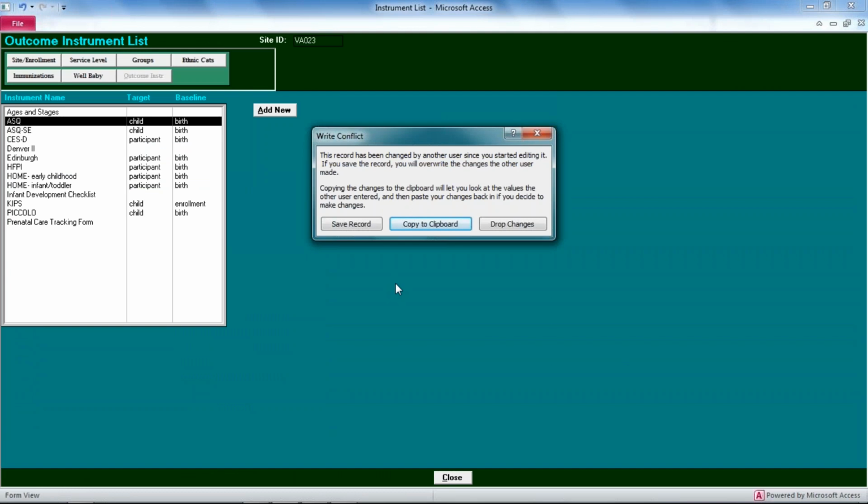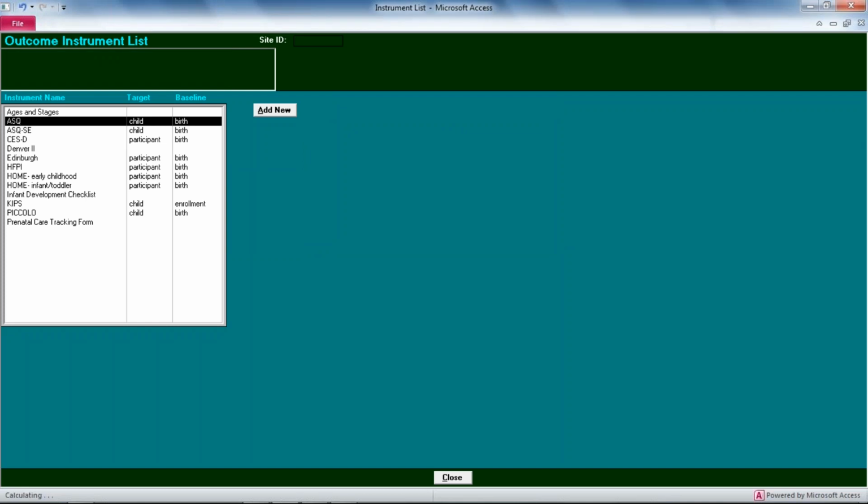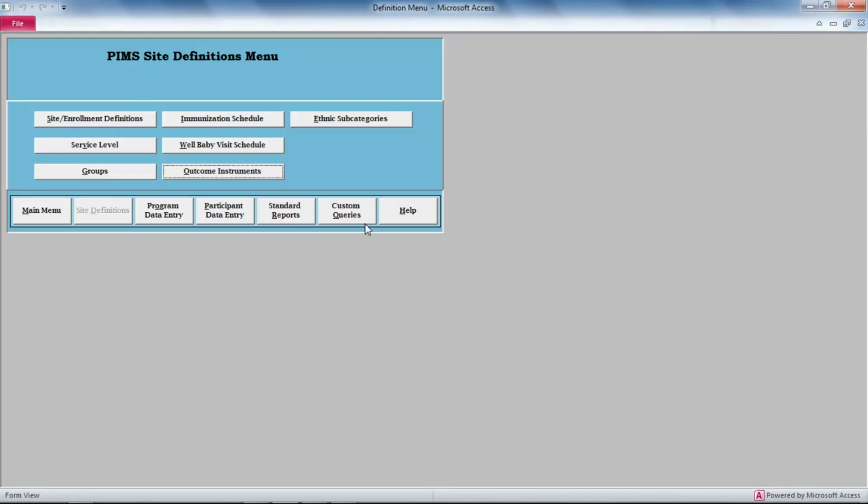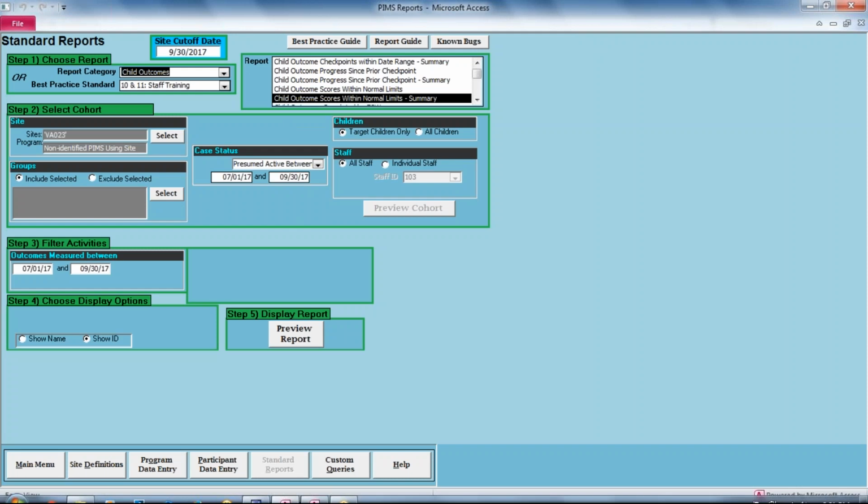When you do set them, you will probably get this right conflict. It doesn't make any difference really, but go ahead and click Save the Record, and that'll bring you back to the site definition menu. And then for reports, you would be going to the standard reports menu.